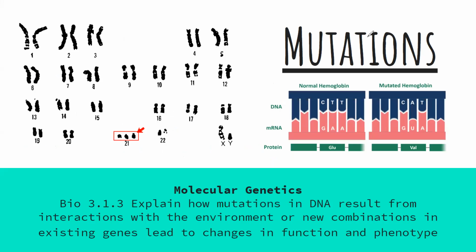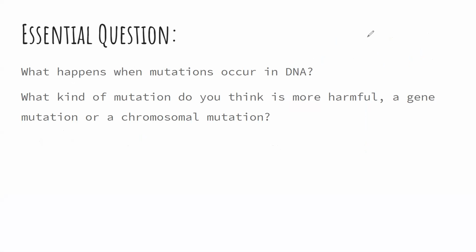So, mutations in your DNA result from interactions or random and spontaneous happenings within the environment. And your genes lead to changes, which then change the function of a protein or even the physical outcome of a person. All because of one little change. So at the end of this lesson, you should be able to tell me what happens when mutations occur in DNA, and what kind of mutation you think is more harmful, a gene mutation or a chromosomal mutation.